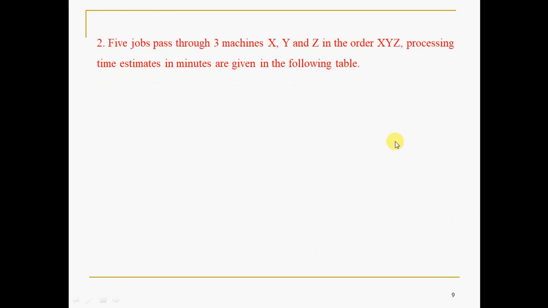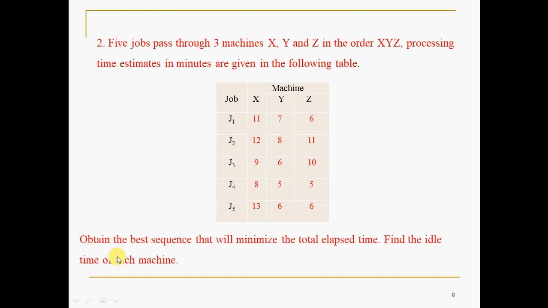On n jobs 3 machines: 5 jobs pass through 3 machines X, Y and Z in the order X, Y, Z. Processing time estimates in minutes are given in the following table. So there are 5 jobs and 3 machines X, Y, Z. Obtain the best sequence that will minimize the total elapsed time. Also find the idle time of each machine.